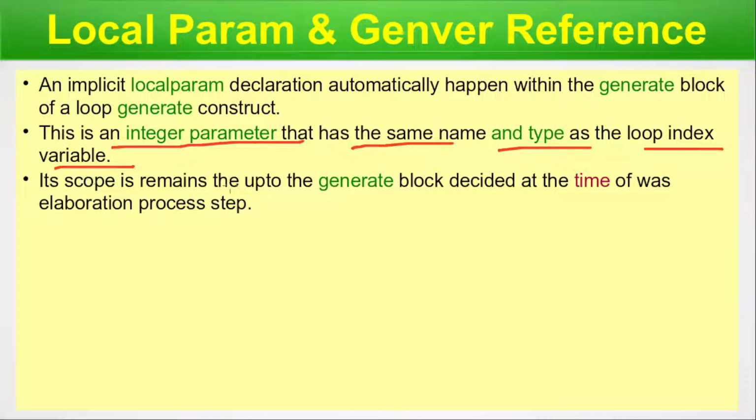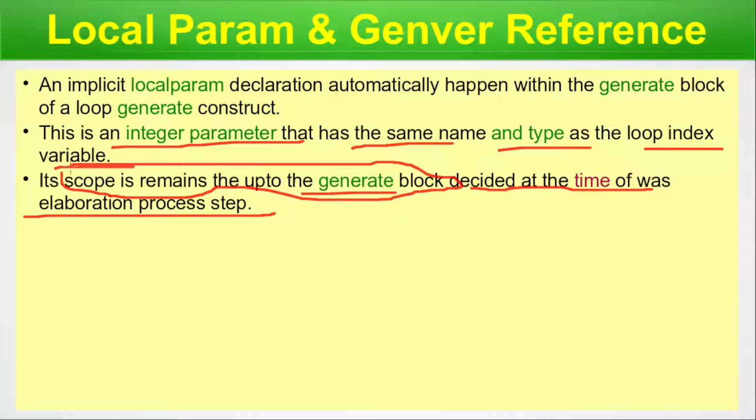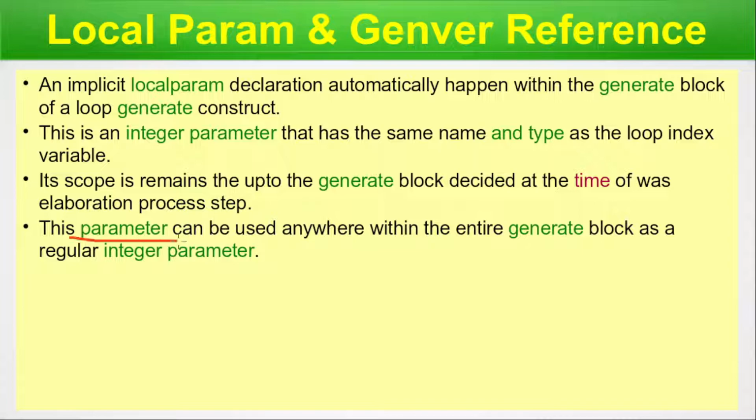Its scope remains up to the generate block, decided at the time of the elaboration process step. So this scope remains within the generate block. It does not go out of the generate block. That means this integer parameter, in the examples you will come across all these things. Now we are going through the theories. This parameter can be used anywhere within the entire generate block as a regular integer parameter.